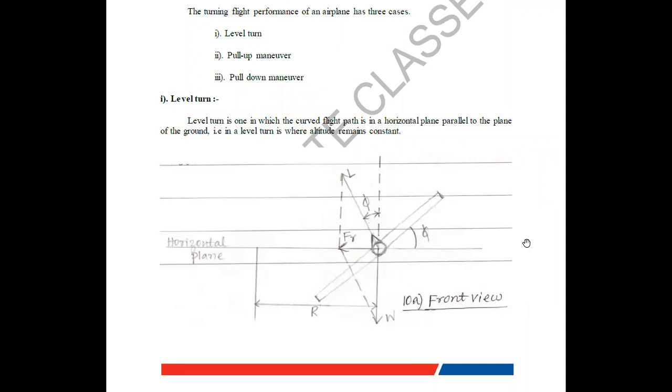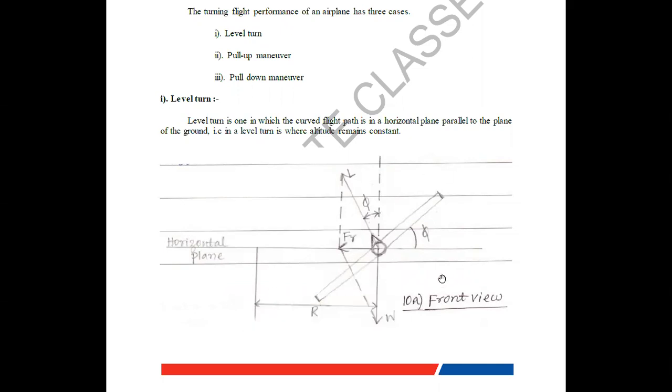Level turn is just a curved flight path in a horizontal plane parallel to the plane of ground. That is, in a level turn, the altitude remains constant. This is the front view of the level turn, where the aircraft is banked to an angle phi, where the lift vector is tilted at an angle phi.